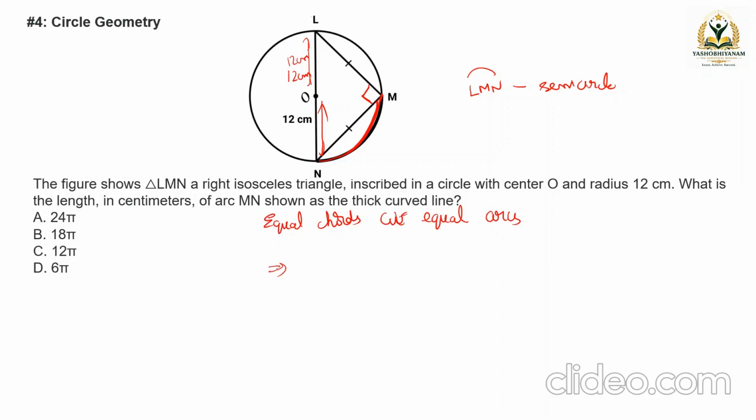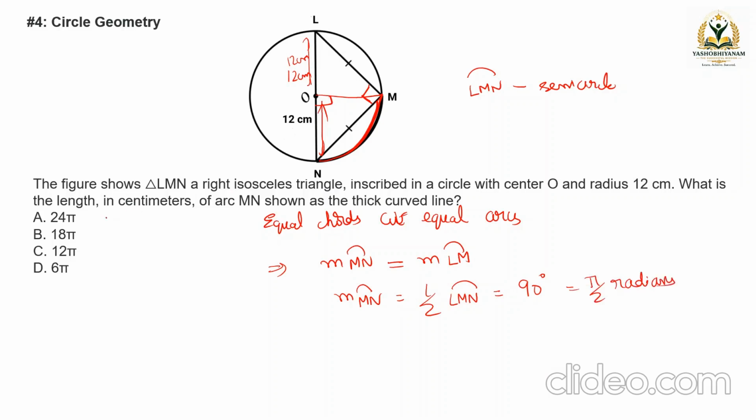So this would mean that measure of arc MN is the same as measure of arc LM, right? Since the whole thing is 180 degrees, this has to be equal to 90 degrees. Measure of arc MN is one half of measure of arc LMN, which is 90 degrees, the same as pi over 2 radians.